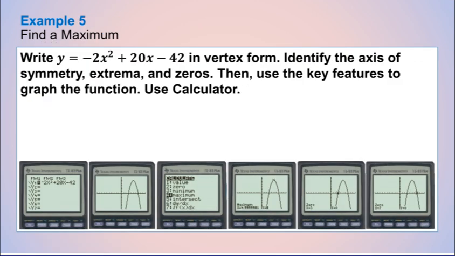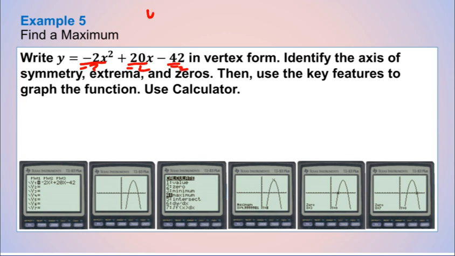Now, example 5, finding a maximum. Here's where you can put this in your calculator to find it, and I have all the steps here. I will also show you how to do it on the calculator. But first, we have to write this in vertex form and identify those key features. So I can't have a leading coefficient besides 1. So I divide everything by -2.